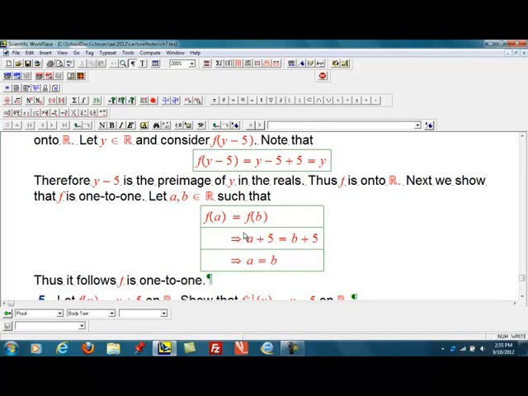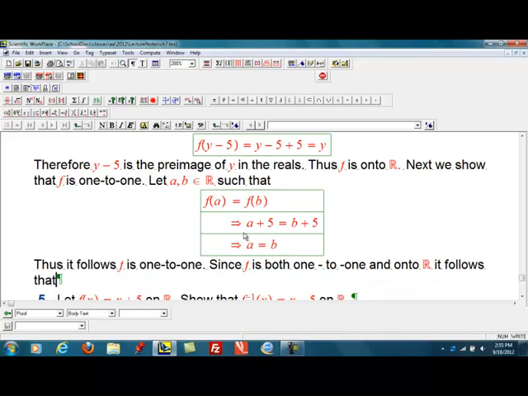Starting to come back from set theory? Yeah, it's a while ago. Since f is both one-to-one... Oh, is it not passing? Oh, that's our shortcut from before. I could have used it, but we won't. F is both one-to-one and onto the reals. It follows that f is a permutation of the reals. Does that make sense?